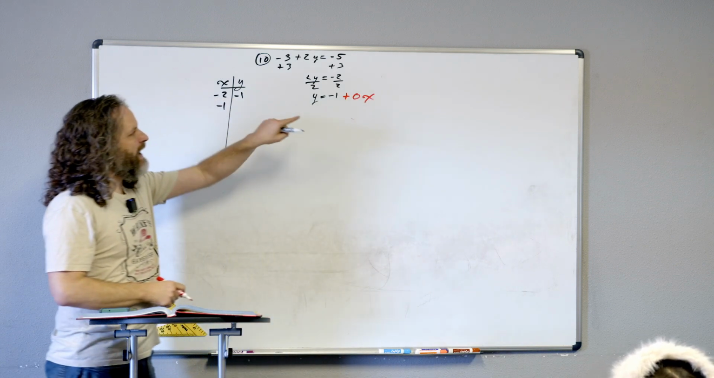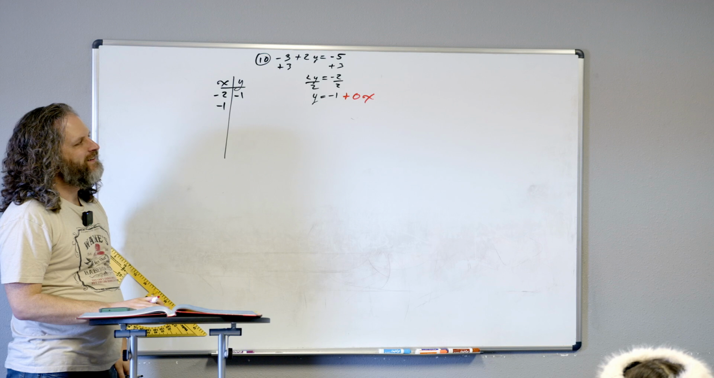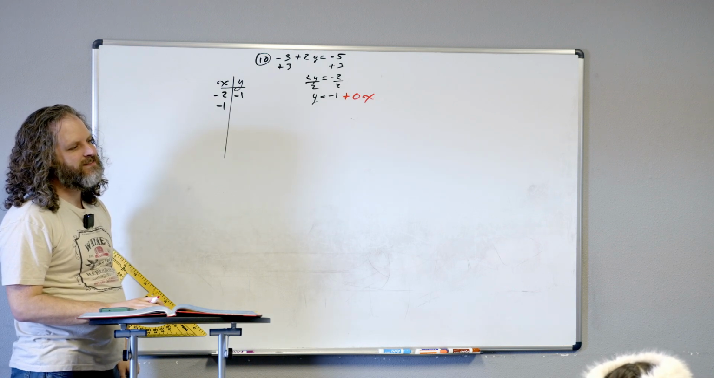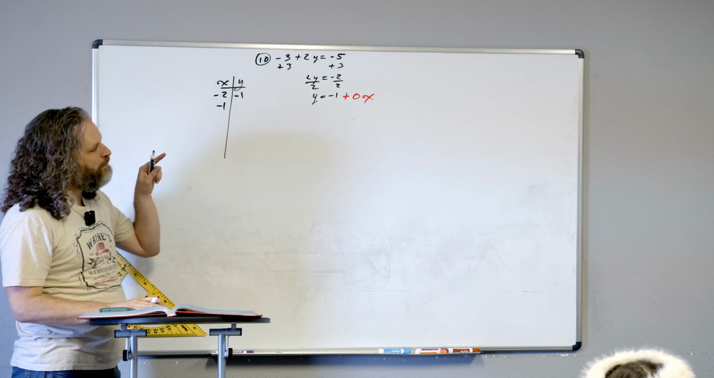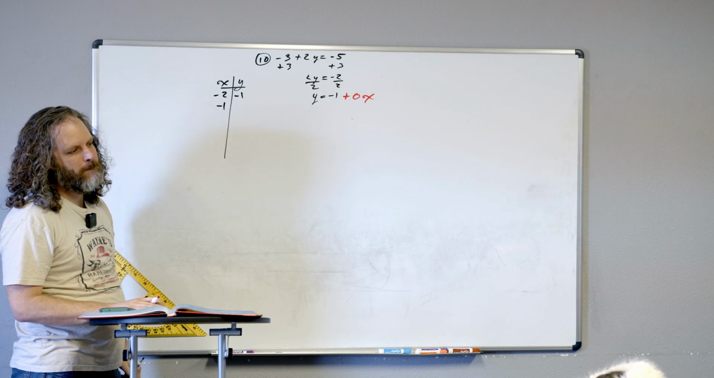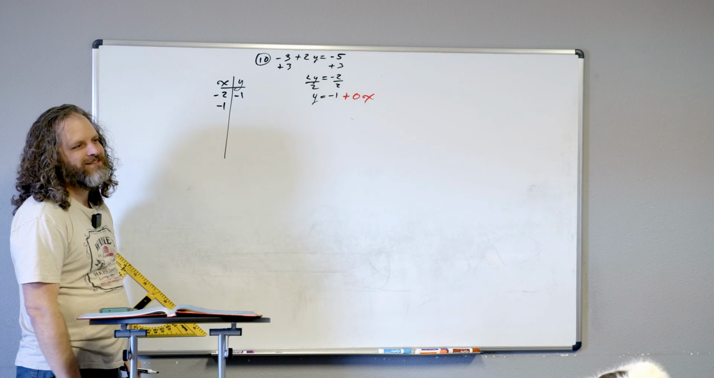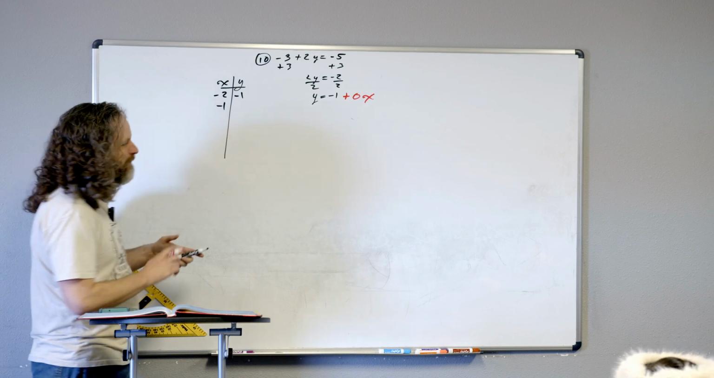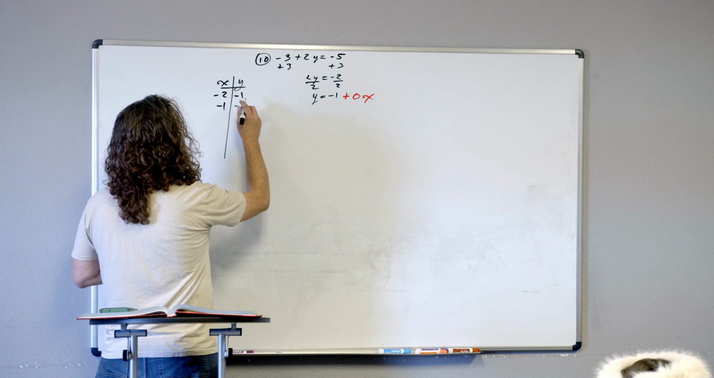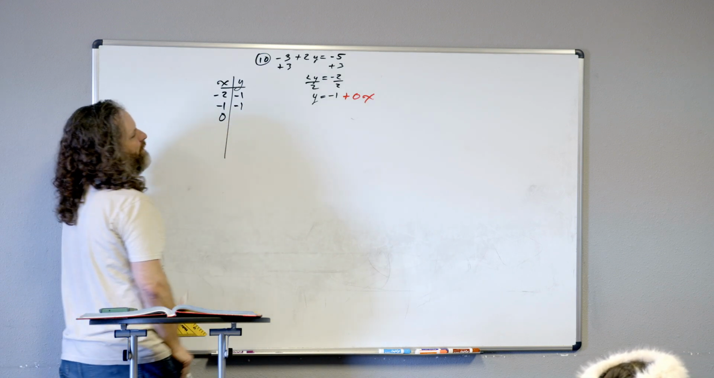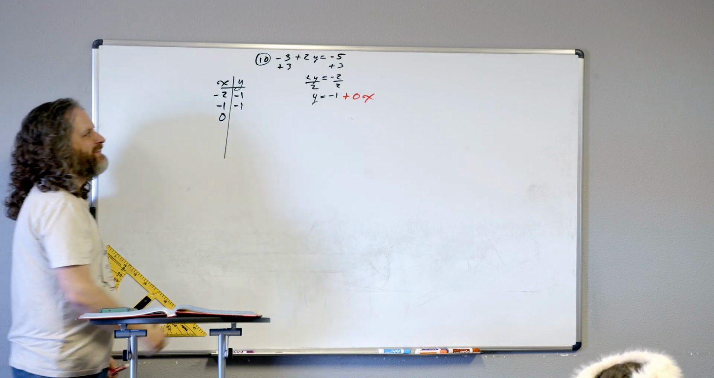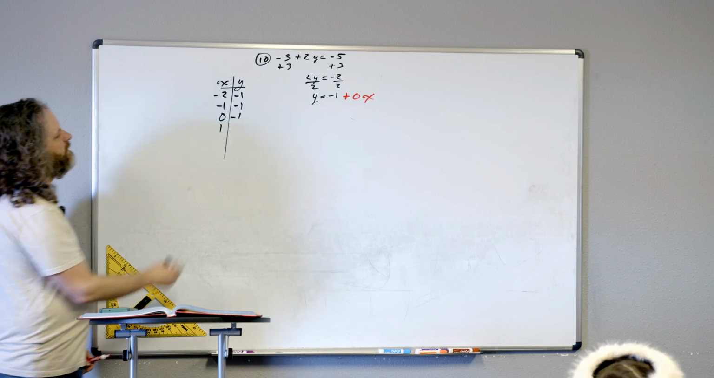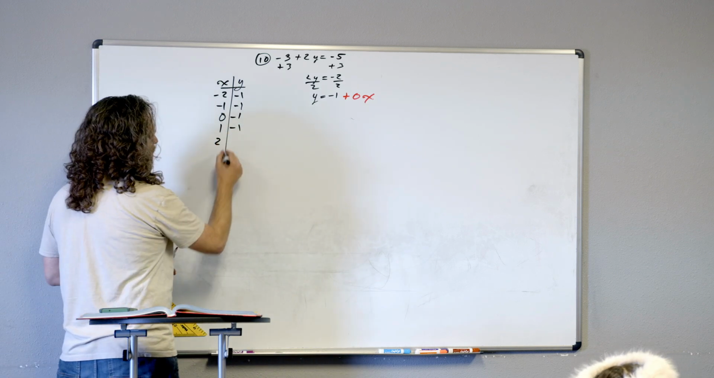So if I put a -1 in there, what's -1 times 0? 0 plus -1 is -1. Thank you. If I plug a 0 in for x, what does y equal? -1. If I plug a 1 in for x, what does y equal? -1. If I plug a 2 in for x, what does y equal?